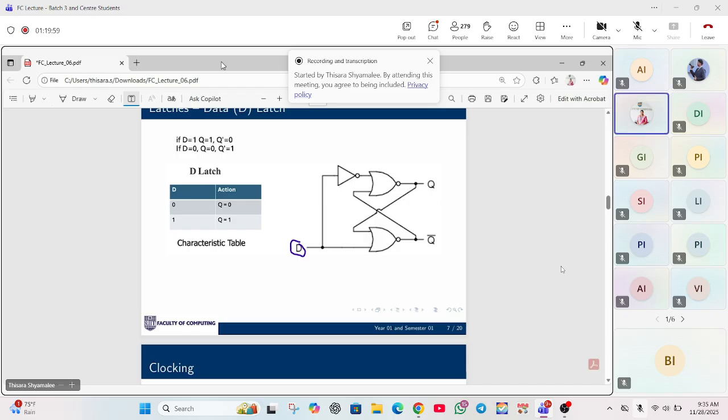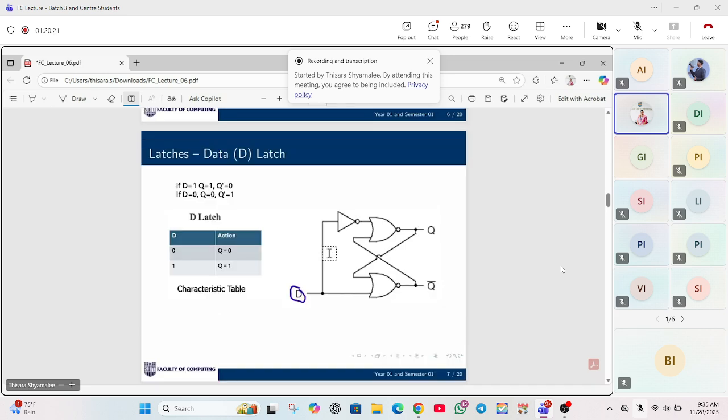So this D latch only depends on the D input. And so, what is the purpose of this switch? Is it to just store a certain value? Yes, it's the same thing, students. Every latch is used for the same purpose, that is to store a single bit of data. That's all.